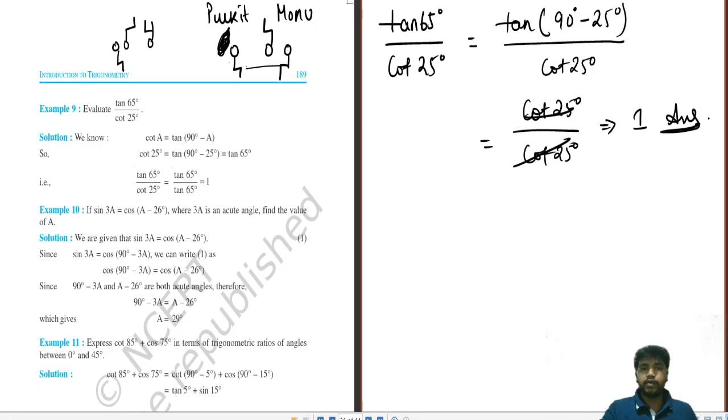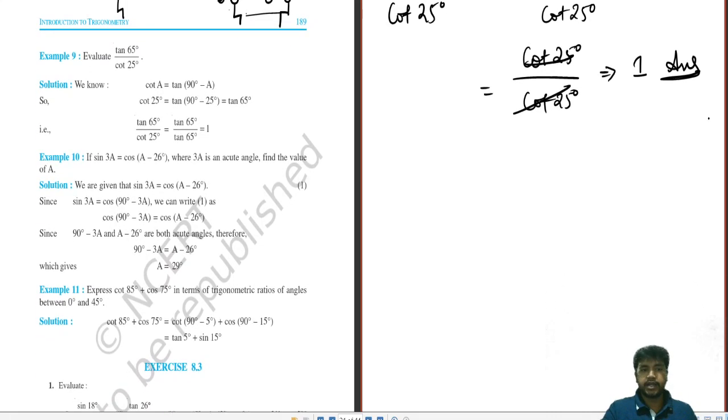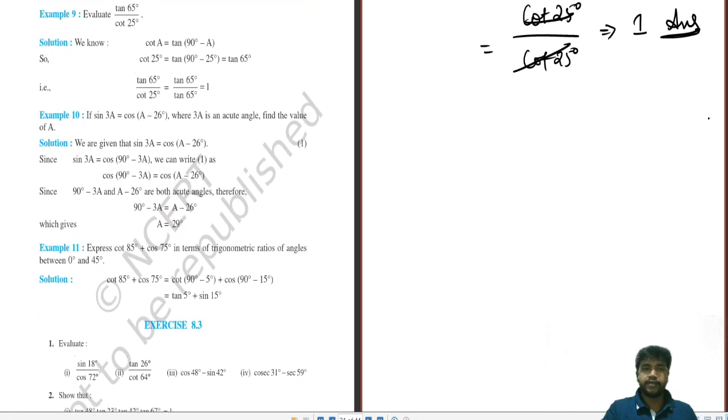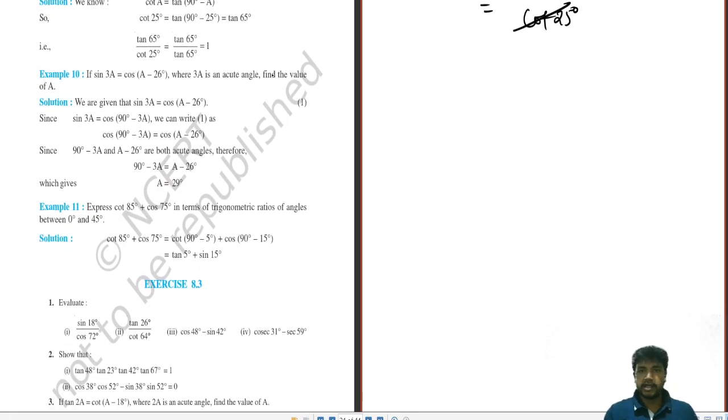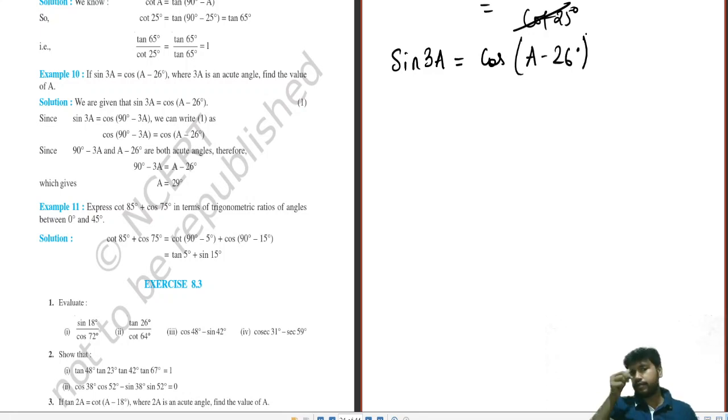Okay, we move into a different sum, that is example 10. This is also easy, not that difficult, but we have to follow the steps. See, sin 3a equals cos(a minus 26 degree). The question says, if this holds where 3a is an acute angle, find the value of a. So how will we find the value of a?